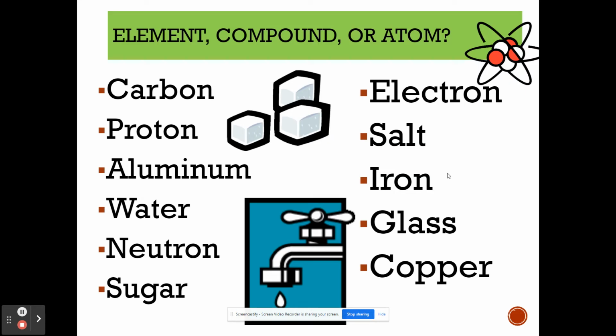All right, so here are some examples. I want you to pause the video and see if you can tell me if this is an element, a compound, or a part of an atom. Carbon is an element, proton, part of an atom, aluminum, element, water is a compound, neutron, atom, sugar, compound, electron, atom, salt, compound, iron, element, glass, compound, copper, element.